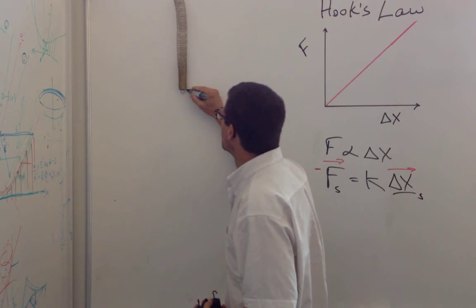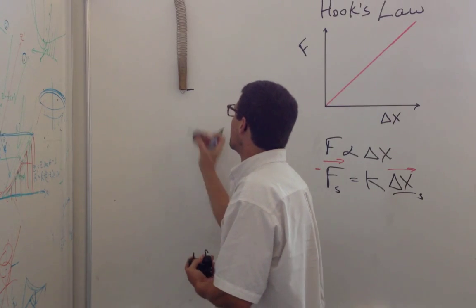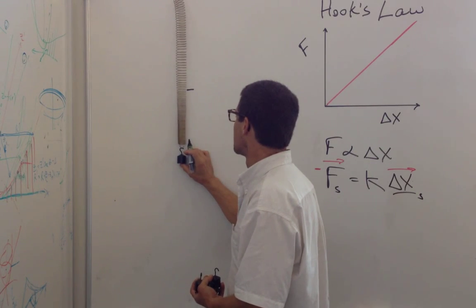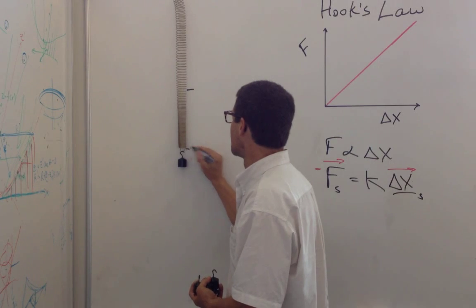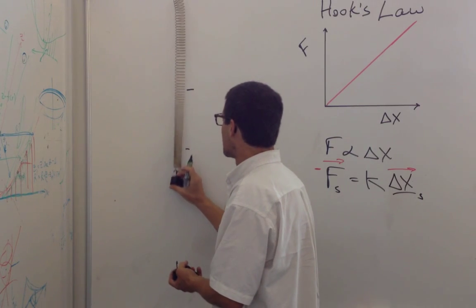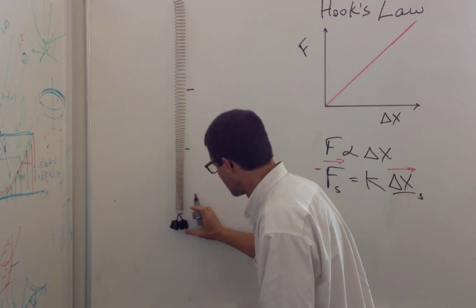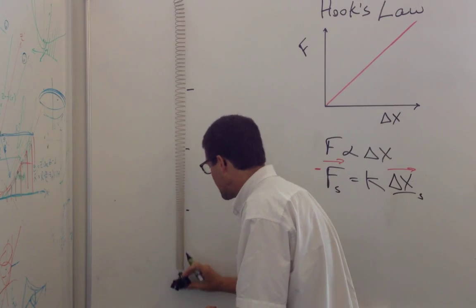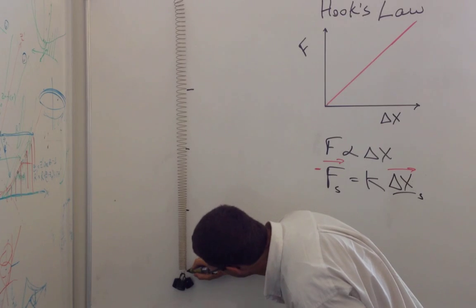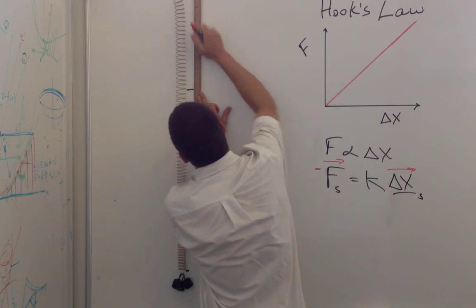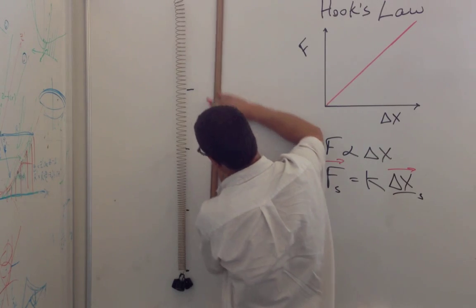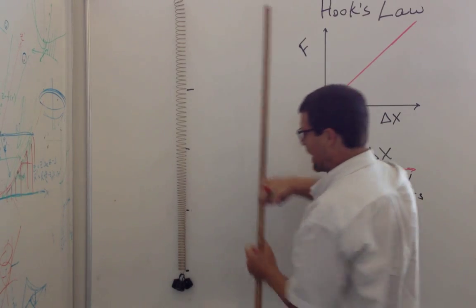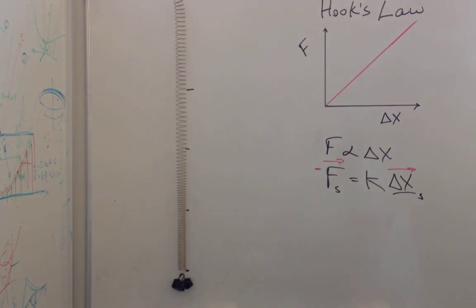Let's take a look. This is zero force. This is with 200 grams. 400 grams. 600 grams. And I can see each increment of mass, or an increase in force, increased the length of the spring proportionally.